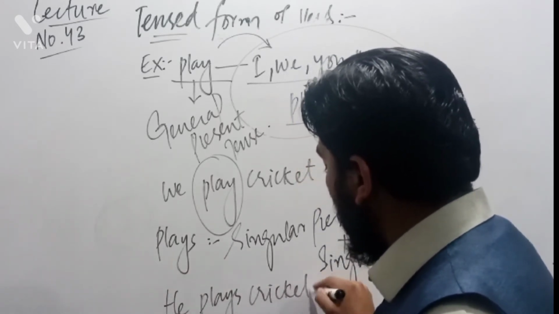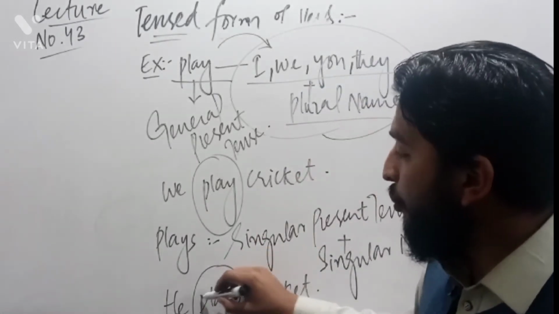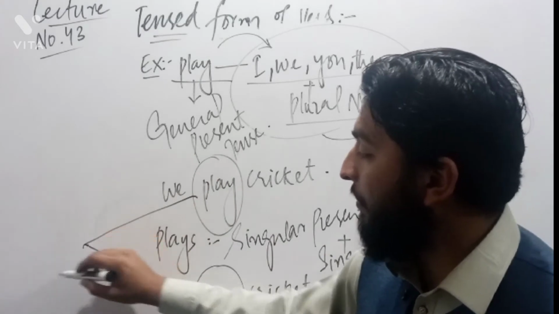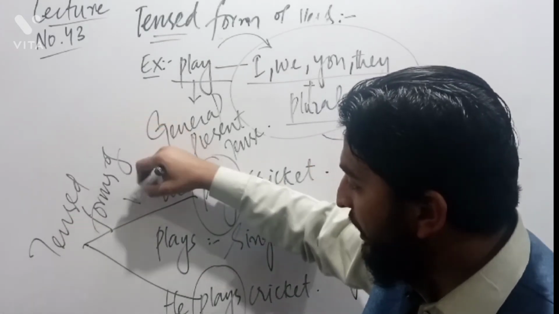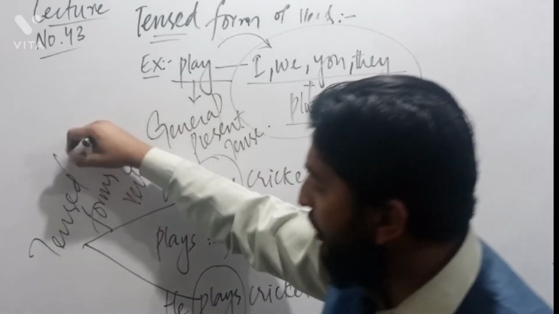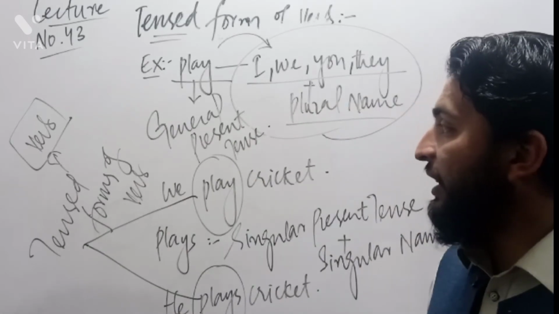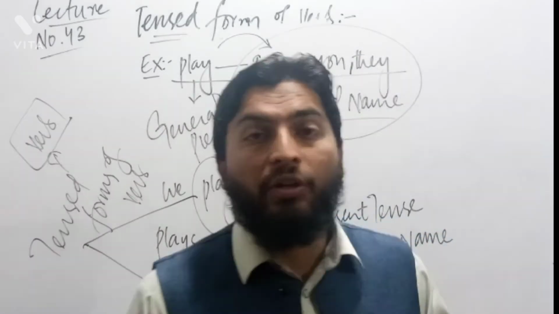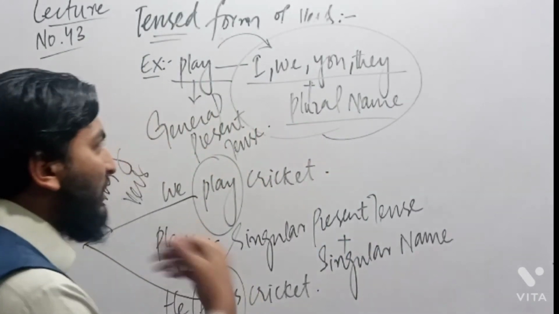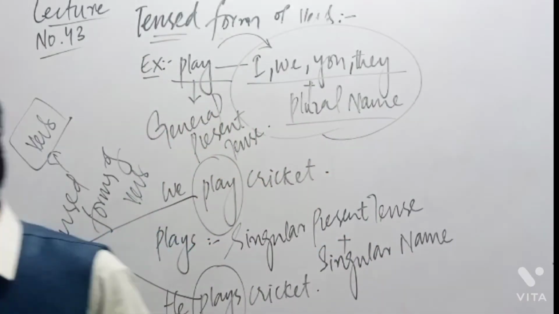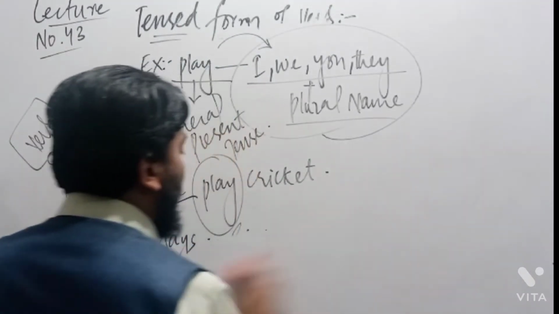So it is clear to me and it is clear to you people that play and plays are two forms of tensed form. So there are two forms of tensed forms of verb, and tensed form is the form of verb. So this is clear to me that these are two forms, these are two different ways of writing verbs. Now the second one which we have in tensed form is past tense.